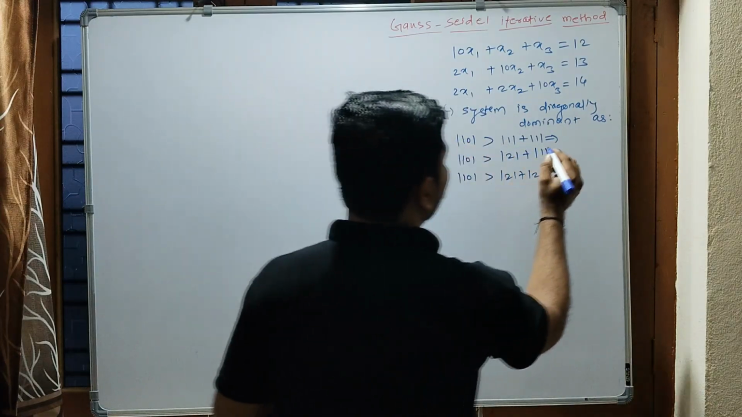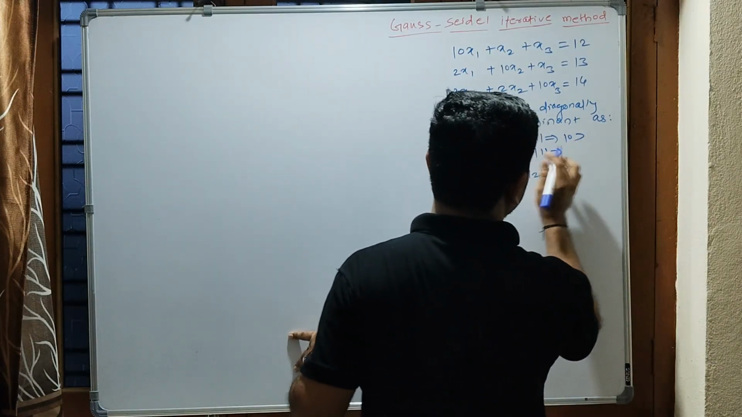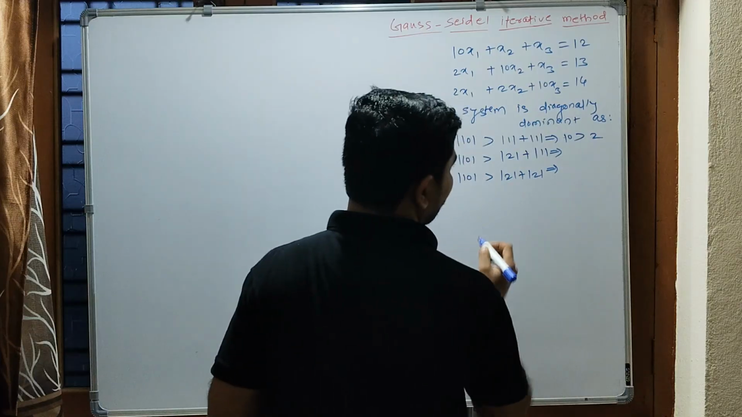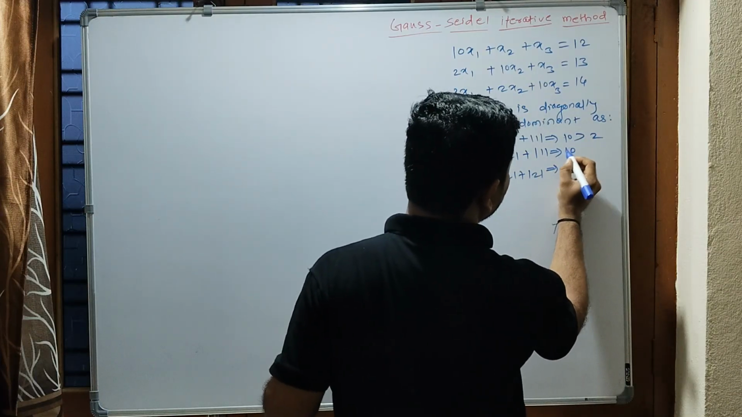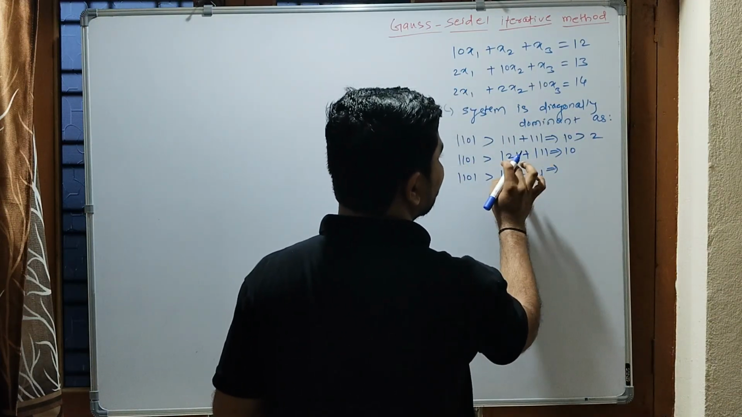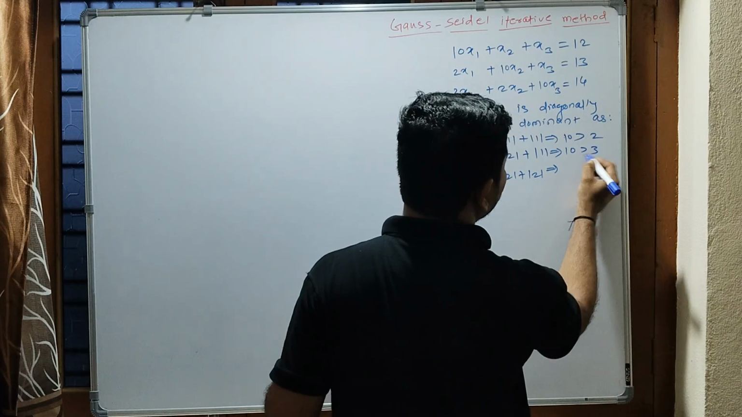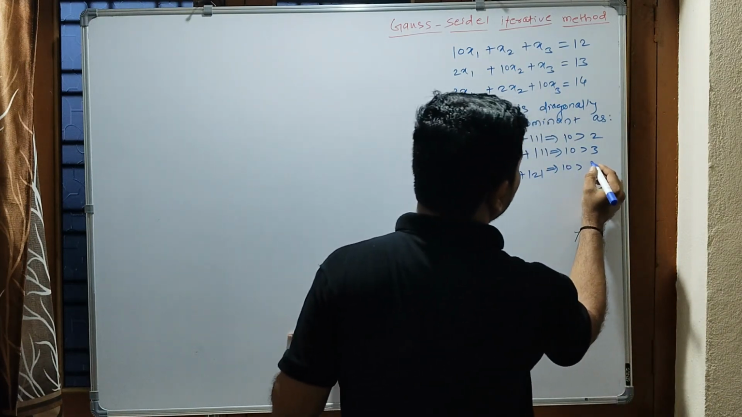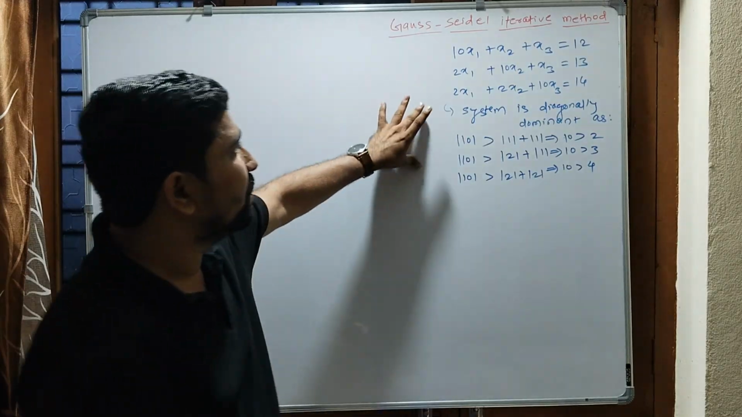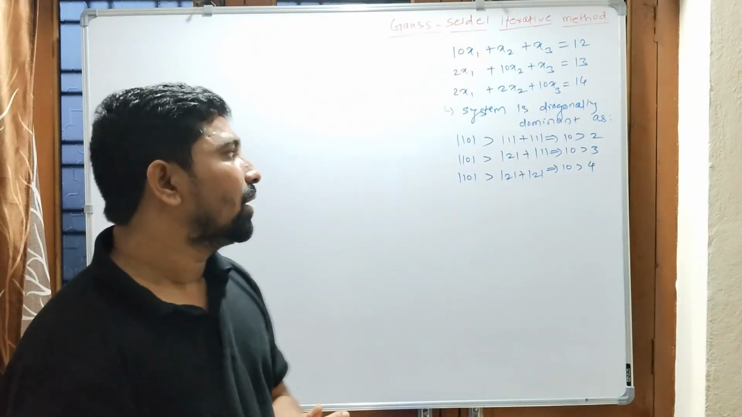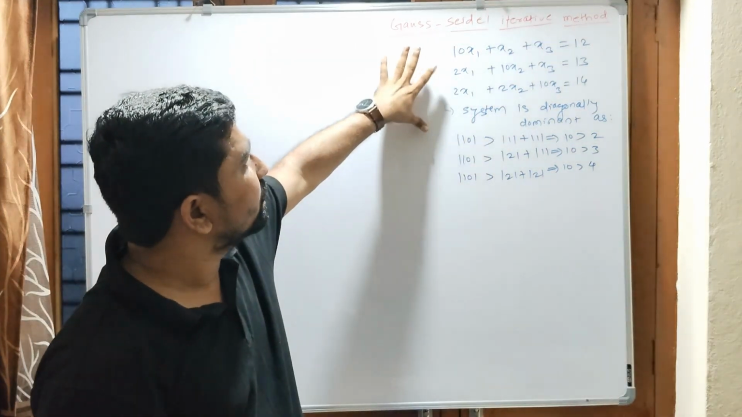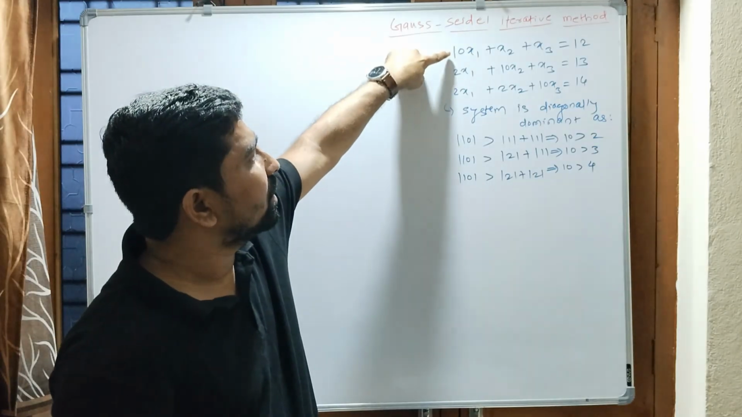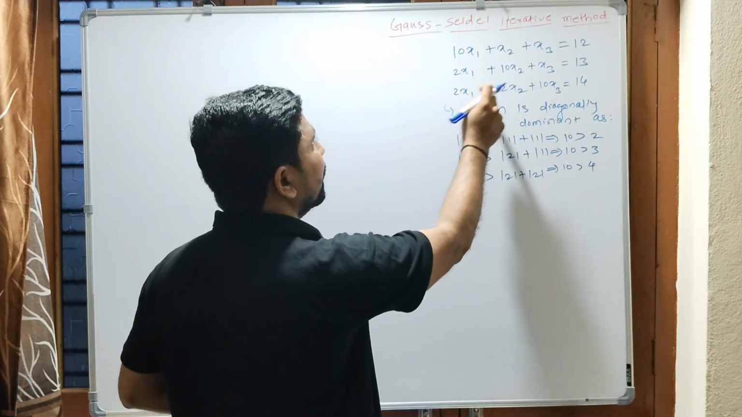Here you can see, mod of 10 is 10, and 10 is greater than 2 plus 1, that is 3, and 10 is strictly greater than 2 plus 2, that is 4. So our given system is diagonally dominant. Now the second step is to rewrite the given system in terms of x1, x2 and x3.